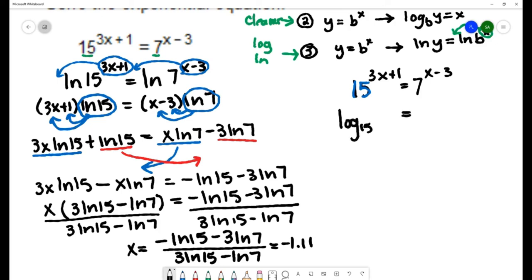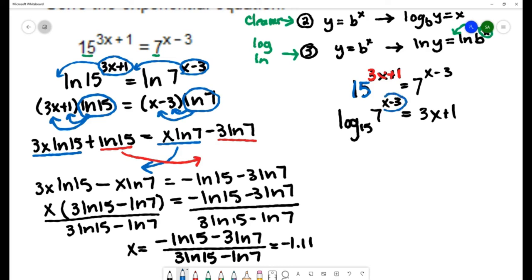The log always equals the exponent. So I want to make sure that I use the exponent that is on the base that I chose to use. So if I used a base of 7, the exponent would be x minus 3. The log would equal x minus 3. But since I chose a base of 15, I want to use the exponent of 3x plus 1. And then inside the log will be the 7 to the x minus 3. So we've converted this to a log equation. And then it's going to be very similar to what we saw on this other method.